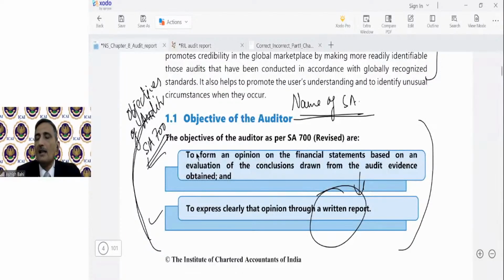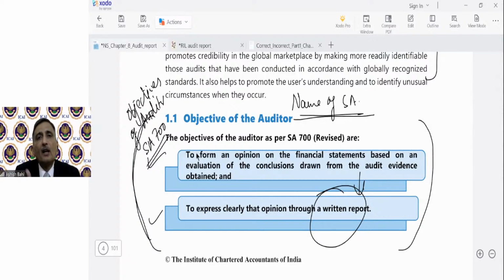Sushil, you are stating that you are not clear about SA 700. SA 700 mainly deals with the auditor's responsibility to form an opinion on the financial statements, and the form and content of the auditor's report. After performing audit procedures and obtaining audit evidence, the auditor draws conclusions, and on the basis of these conclusions, after evaluating them, he has to form his opinion. This is his main job.